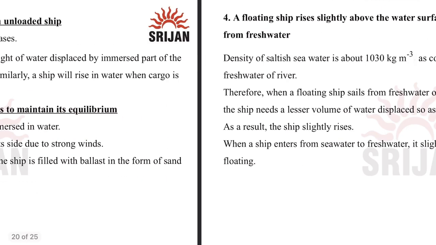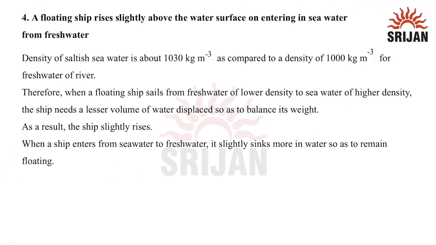Fourth, the density of saltish seawater is slightly more than the density of fresh water. Now, the density of saltish water is 1030 kilogram per meter cube, whereas that of fresh water is 1000 kilogram per meter cube. Therefore, when a floating ship sails from fresh water of lower density to seawater of higher density, the ship needs a lesser volume of water displaced so as to balance its weight. As a result, the ship slightly rises. And when a ship enters from seawater to fresh water, it slightly sinks more in water so as to remain floating.